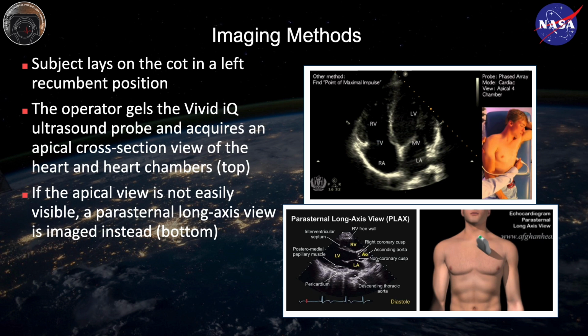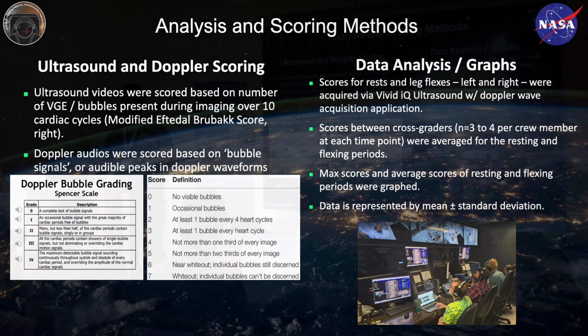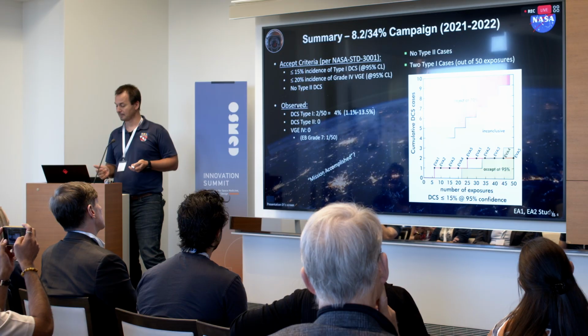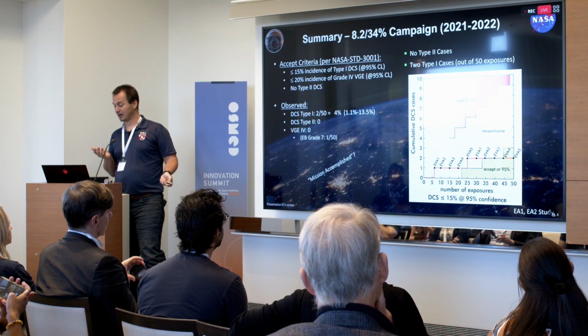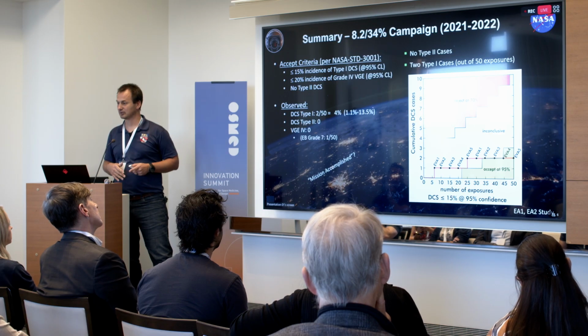How do we measure bubbles? We use that ultrasound, which gives us those nice pictures, and we also use Doppler, which is basically a fancy stethoscope. We see how many bubbles we see passing through the images and how many we hear, and we also use it as a grade because we don't necessarily bend everybody, but we also want to know, are we really close to the limit or not? And then we basically look, how many bubbles did we see? How much decompression sickness? Do we meet that NASA standard we talked about earlier?